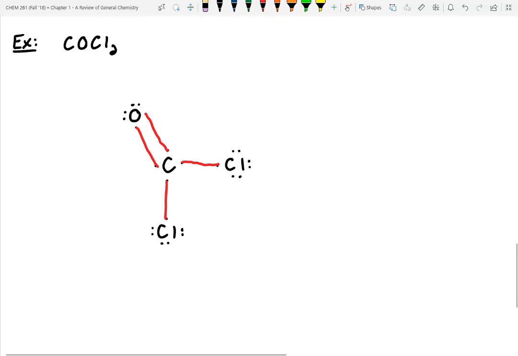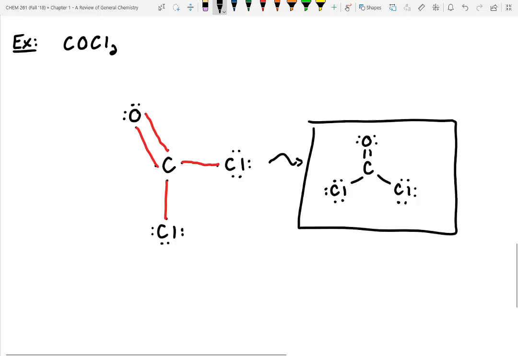So we can go ahead and make this a little nicer looking. We can have a carbon there, double bond to oxygen, 2 chlorines here and here. And there we go. This is the structure of phosgene gas, the chemical weapon used in World War I. Does that make sense?